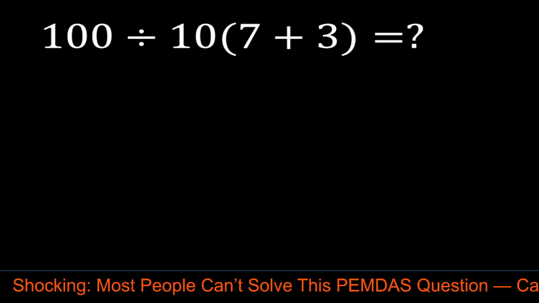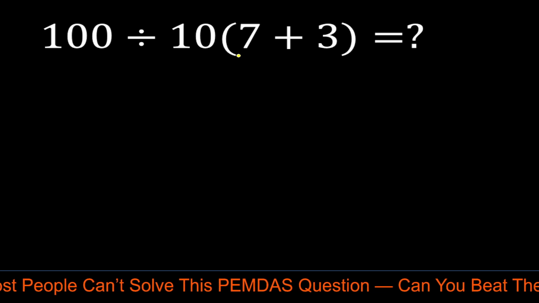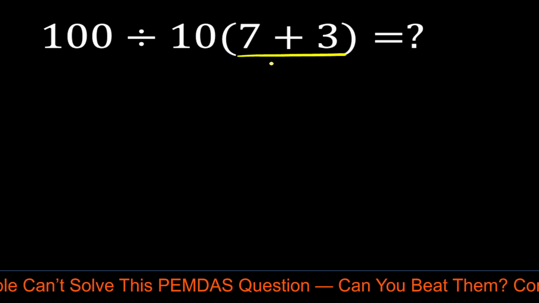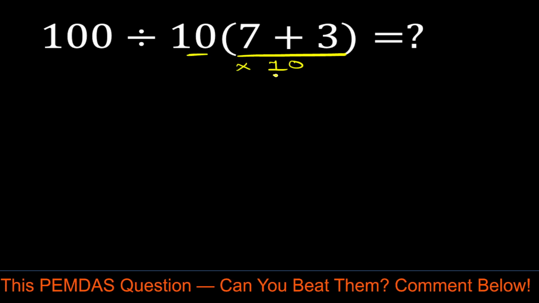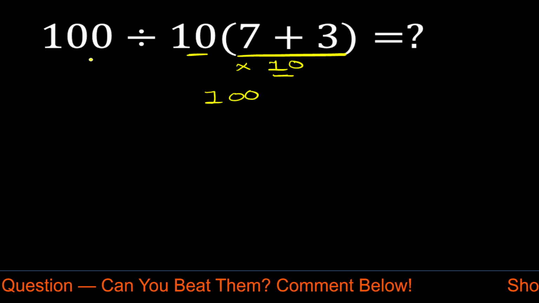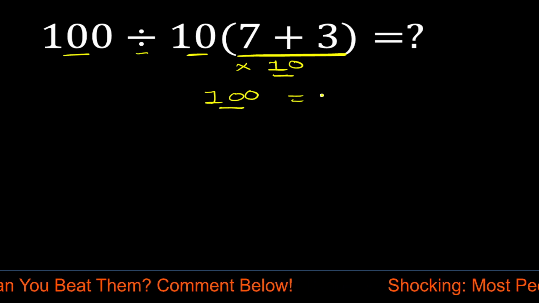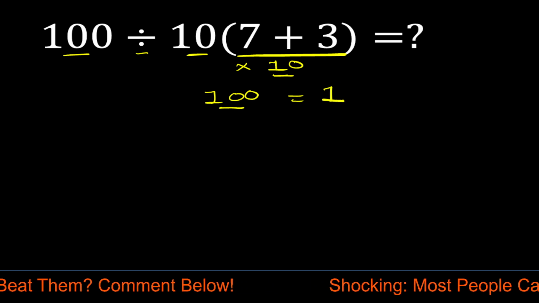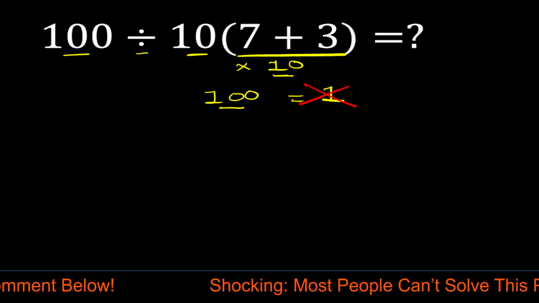So most people solve this question like 7 plus 3. So 7 plus 3 is equal to 10, right? Now 10 times 10. So 10 times 10 is equal to 100, right? Now 100 divided by 100. So 100 divided by 100 is equal to 1, right? But this answer is not correct. This answer is completely wrong.